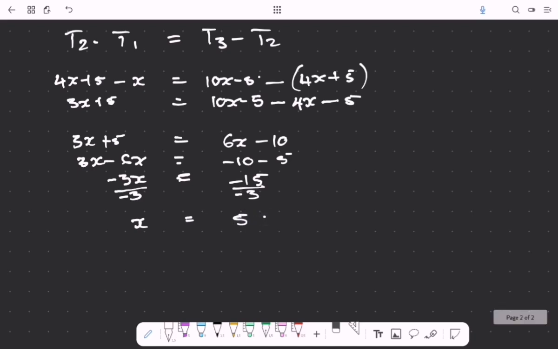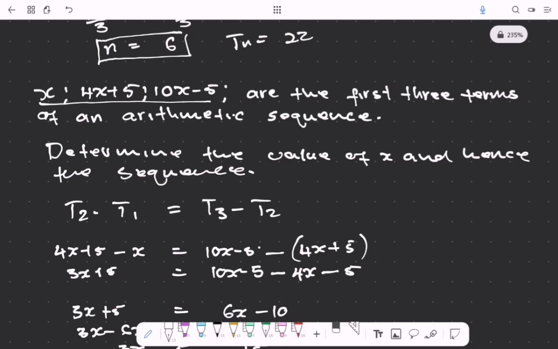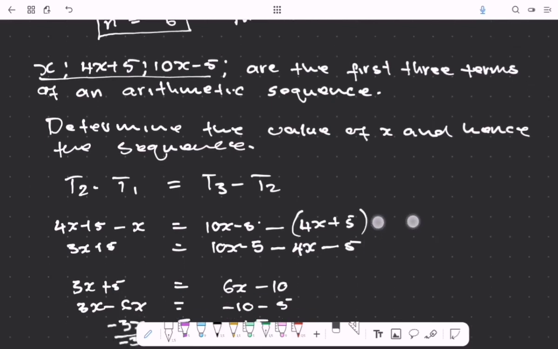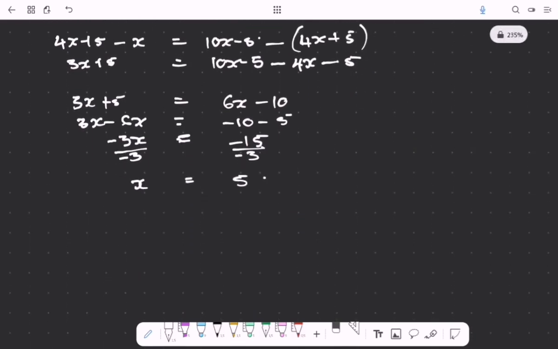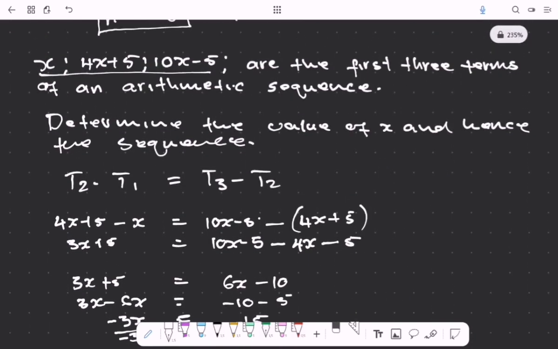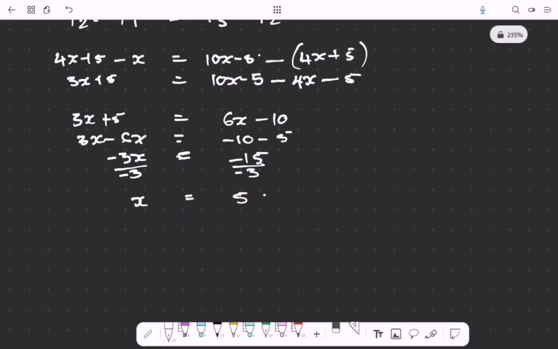To 5. But we were asked to do what? To determine the sequence, so we are not done. A lot of people make this mistake. They find the value of x and leave the question as it is, only to find out that they get half a mark because they did not finish the question. You are asked to determine the value of x and hence the sequence. All right, let's determine the sequence now.